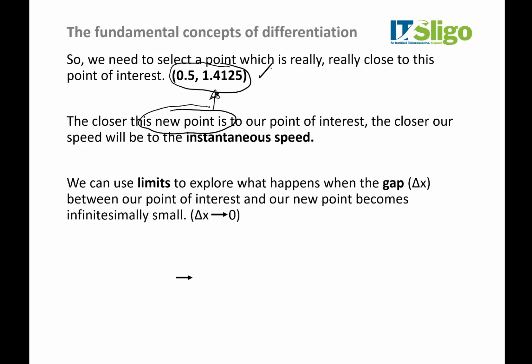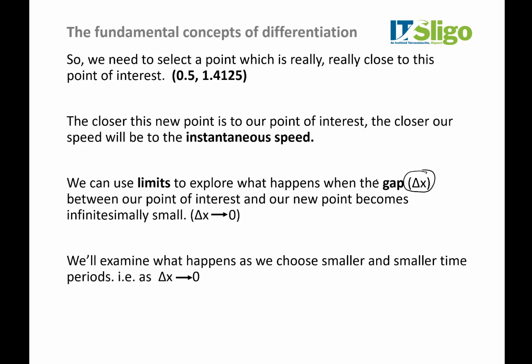And when we've achieved that, then we can find the slope between our point of interest and this imaginary point, which is infinitesimally close to it. And once we know it's infinitesimally close, we can assume that the slope between these two values will be very close to the instantaneous speed. And we'll use limits to explore when the gap between the 2 points becomes infinitesimally small. So that's what we're saying here, that delta x, the gap between the 2 points, becomes very, very small.